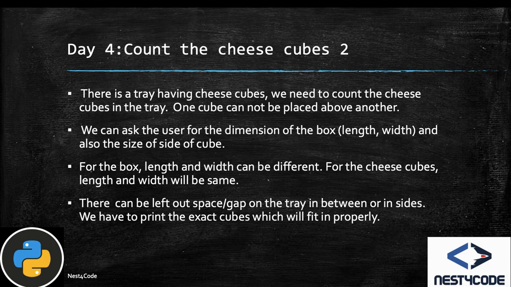We can ask the length and width of the box from the user, and also the size of the side of the cube. The length and width would be the same for the cube. The difference is there can be a left out space or gap in the tray or between the sides. So we have to print the exact number of cubes which can fit in properly. We are not going to cut the cubes and fit them in the tray. They should be fitted properly.